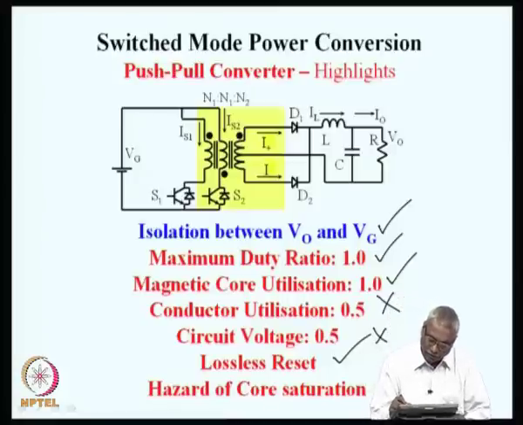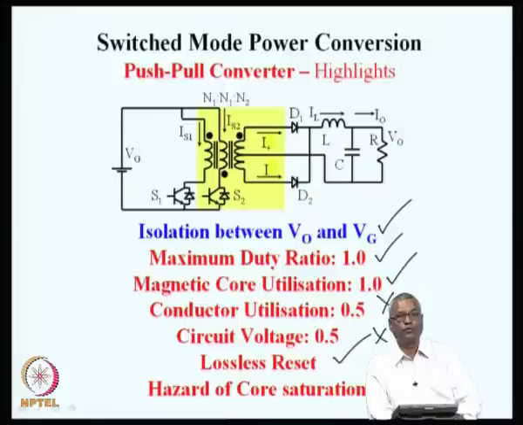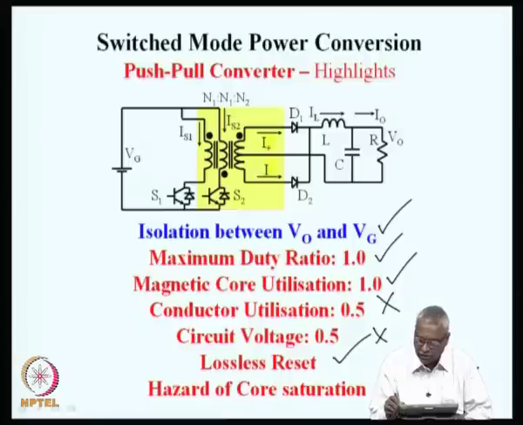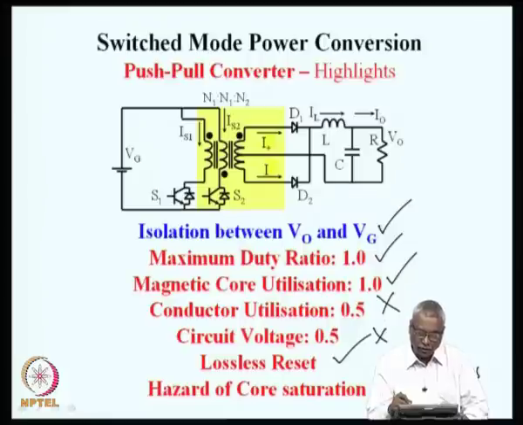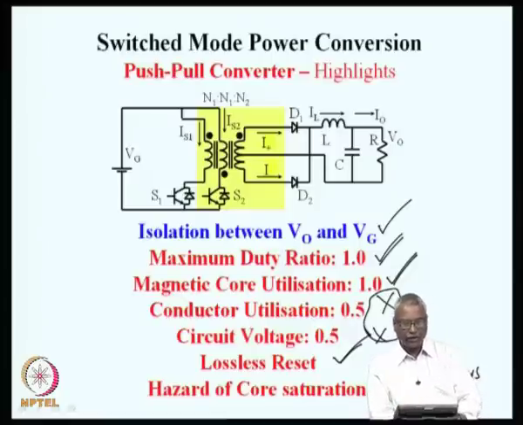There is another negative aspect, which is the hazard of core saturation. At low power, this is not very significant. When you are handling small powers, this is not a significant point. So, we have practically now overcome the full duty ratio problem, full core utilization and lossless reset, but there are two other issues which are conductor utilization and circuit voltage.